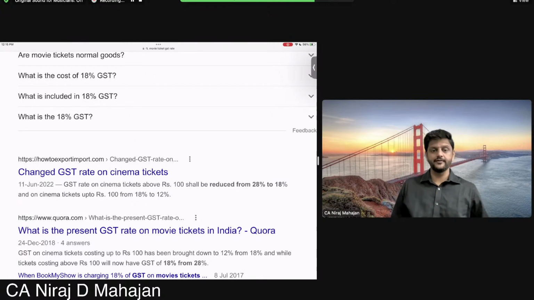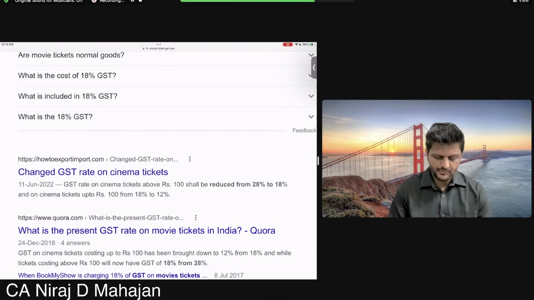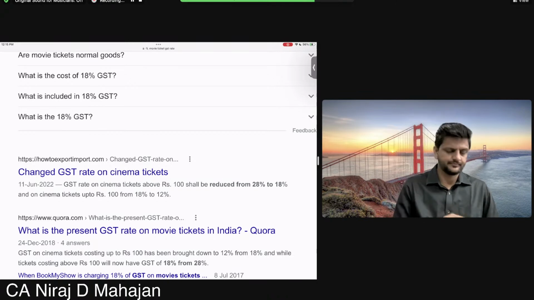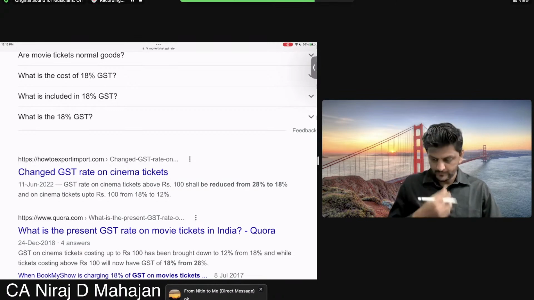Above rupees 100, movie tickets attract GST of 18%. And if the movie ticket is less than 100 rupees, then 12%. Okay, everybody? So you are obviously paying taxes when you buy a movie ticket. Done?